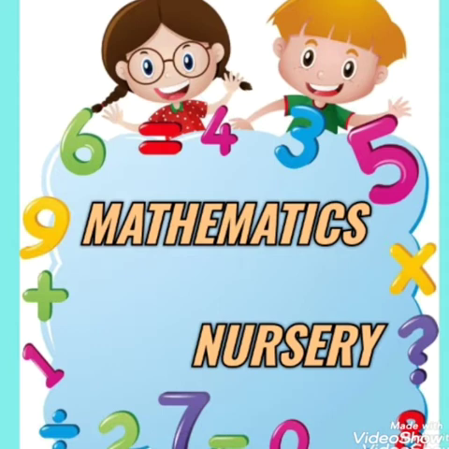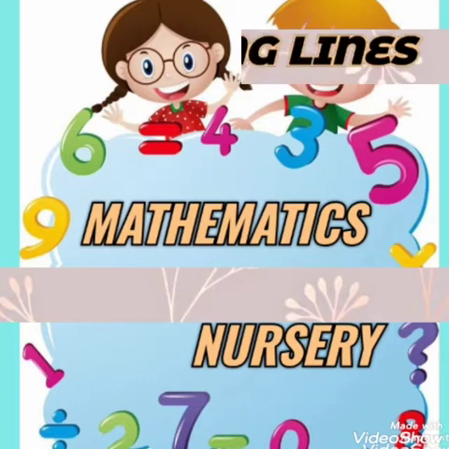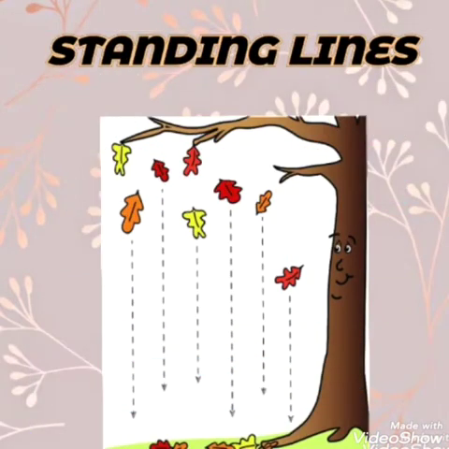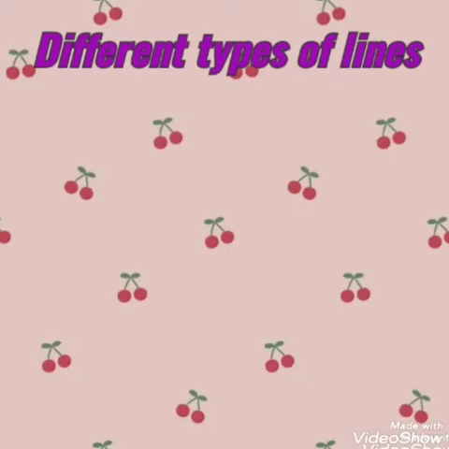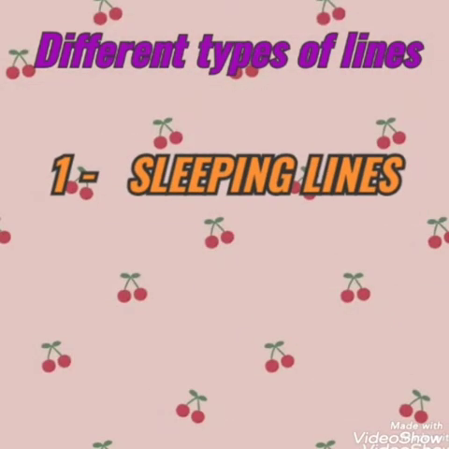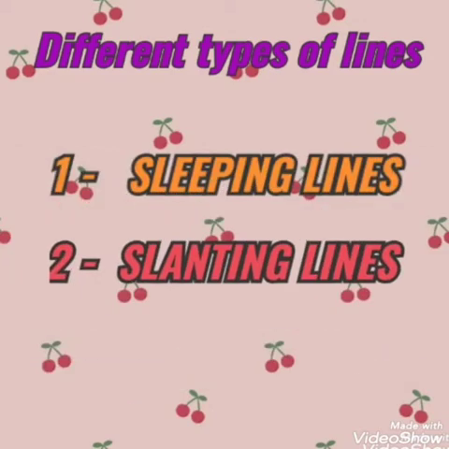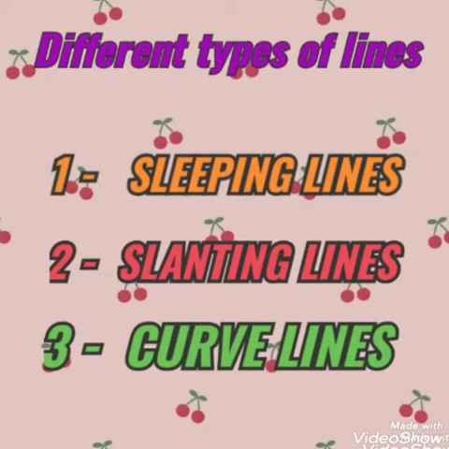Children, in English and Hindi, you have already learned different types of lines individually. So, in maths, we will learn different types of lines together. Children, in the previous video, you learned standing lines. Now today, we will learn different types of lines: sleeping lines, slanting lines, and curve lines.